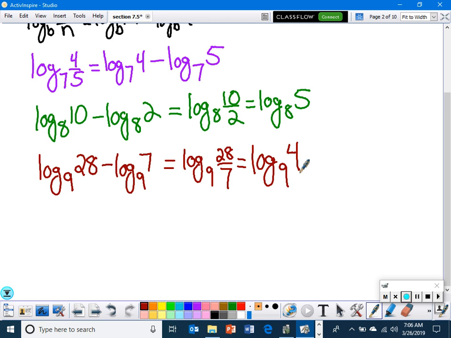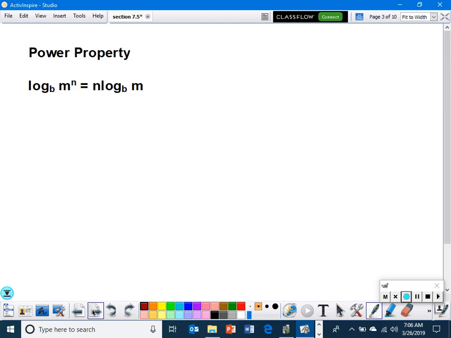All right, let's move on. The next one is called the power property. You will notice here that we have an exponent on that. So we have log base b of m to the nth power. And you'll notice that when we rewrite it, the exponent n goes in front. So it's n log base b of m.